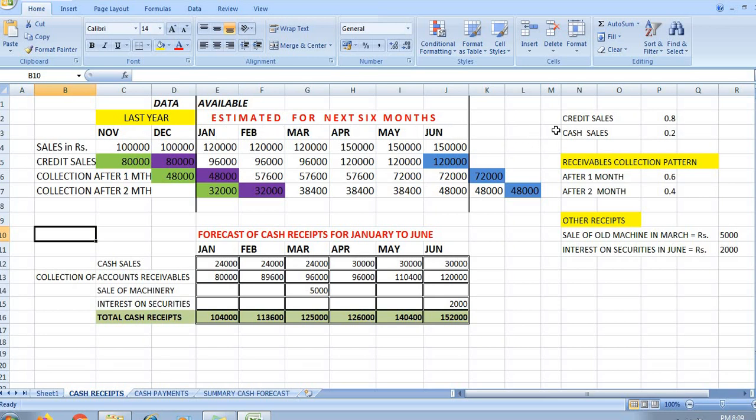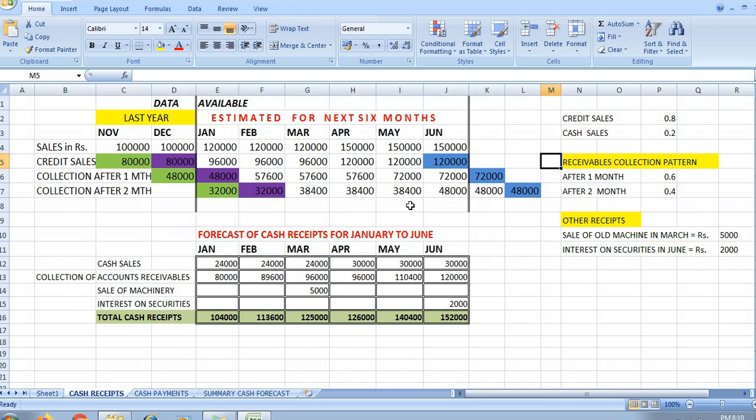Along with that, you are also told what is the proportion of credit sales and what is the proportion of cash sales. And of the credit sales, the accounts receivable that you have, how it is going to be collected. So the receivables collection pattern is also given, that after 1 month of sales, 60% is collected from that credit sales, and after 2 months the 40% is collected, and other inflows which are expected from January to June are given out here.